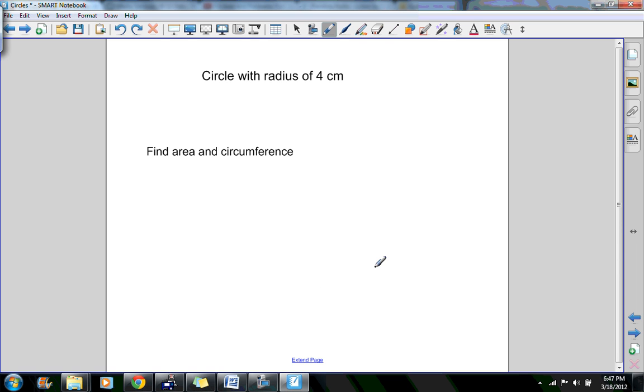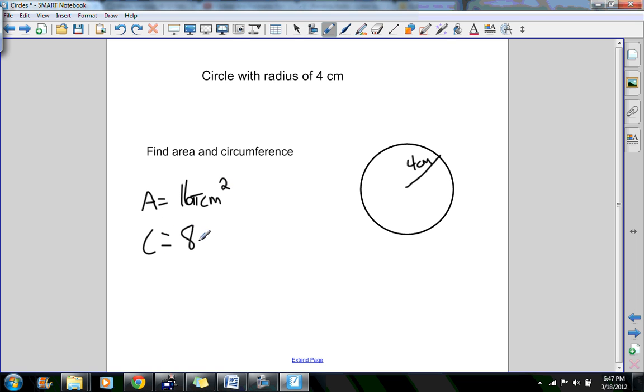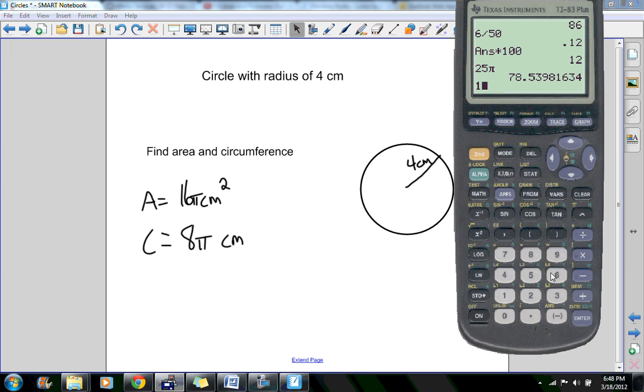Okay, so if a circle has a radius of 4 centimeters, find the area and circumference. Instead of having the picture, you can draw the picture if you'd like, which is just fine. That means my area is going to be 16 pi, don't forget the pi, square centimeters because it's area. And the circumference is going to be 8 pi centimeters. If they wanted those as a decimal, for example, 16 pi would be 50.27.